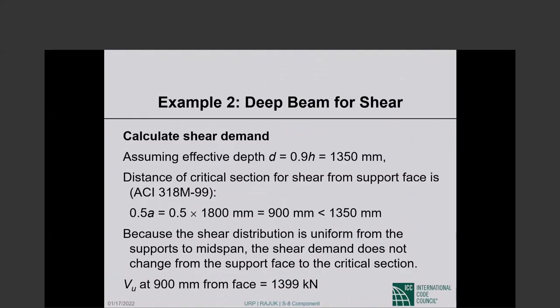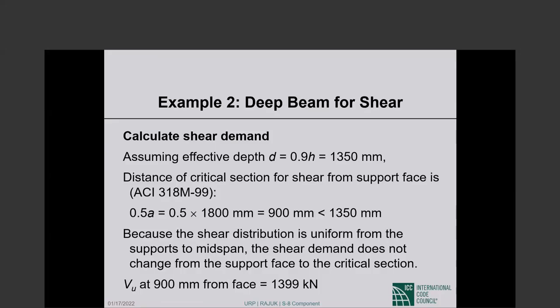Okay, so this is what I basically wanted to show you, the way we typically have done it. So, assuming effective depth d of 90% of the total depth, d then comes to 1350 millimeters. That is an assumption, but not a bad assumption. Distance from critical section for shear from support face, this is in 318-99, is 50% of the distance from the support face to the load, and that is 900 millimeters. That being less than d, 1350 millimeters, that is where the critical section is.